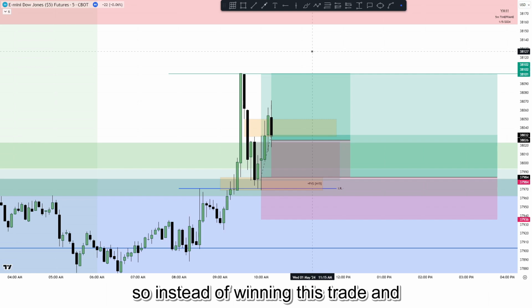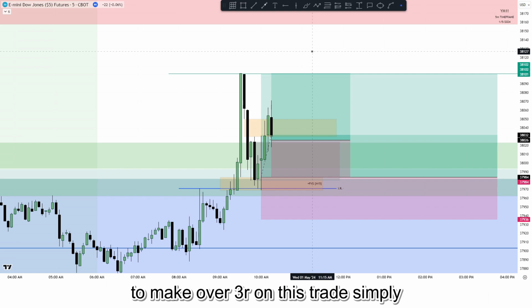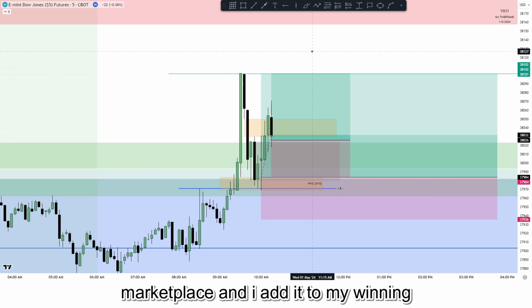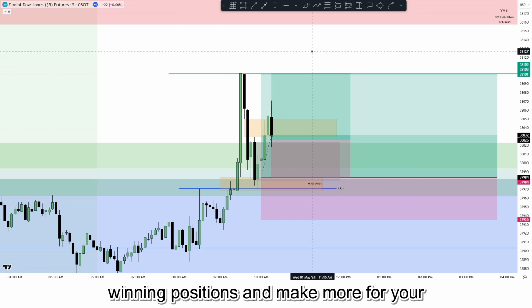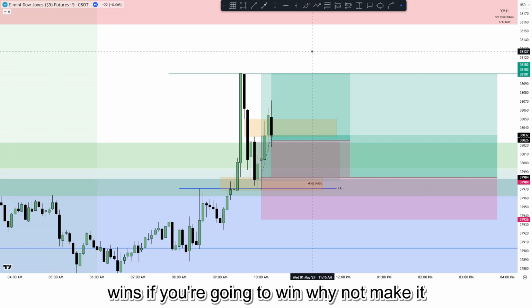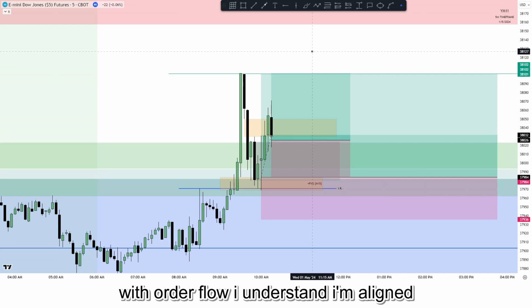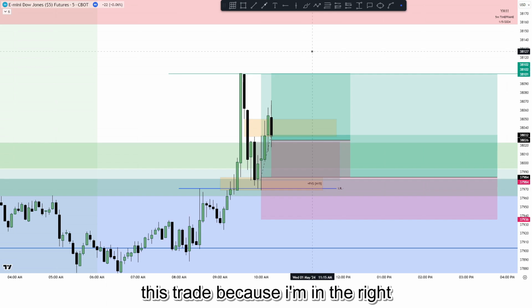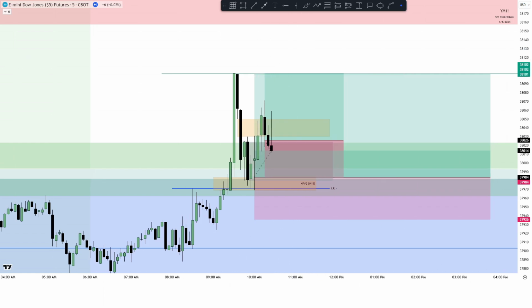So instead of winning this trade and getting a 2.5 R, I now have an opportunity to make over 3 R on this trade simply because I identified that I'm on the right side of the marketplace and I added to my winning position. It's important to add to your winning positions and make more for your wins. If you're going to win, why not make it big? If you're on the right side and you're aligned with order flow, and I understand I'm aligned with order flow, so I'm gonna make more on this trade because I'm in the right direction. Let's see what happens next.